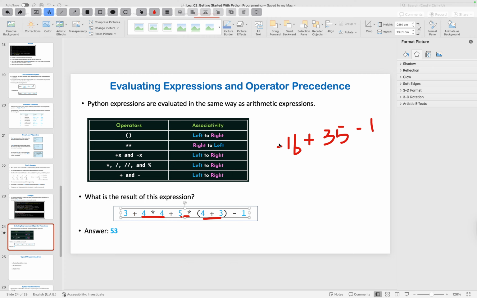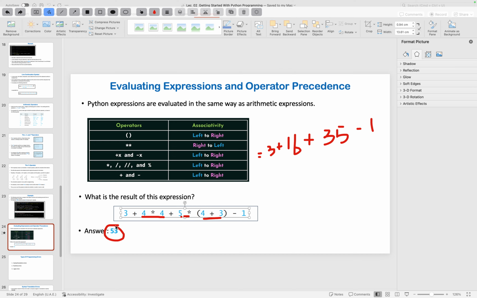After that, when only plus and minus are left, it happens naturally from left to right, right? It goes left to right. So 3 plus 16, 19, plus 35, that is 54, minus 1, 53. And that's why the result is 53. Even in Python, that's how Python calculates it. Make sense?